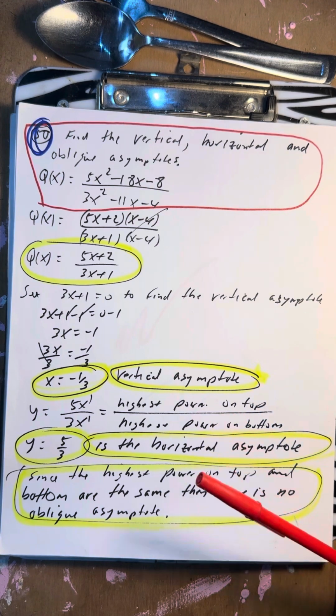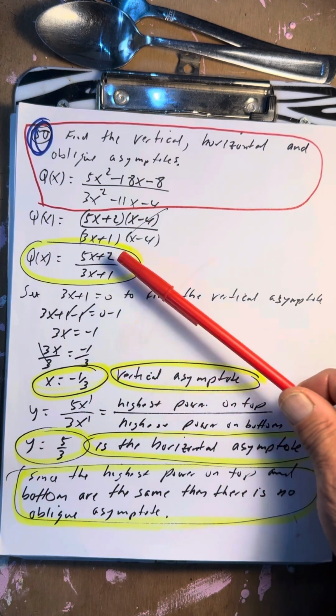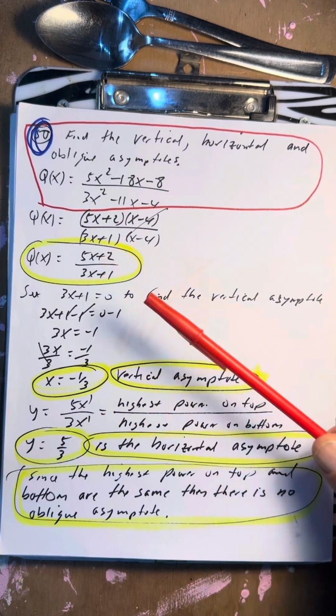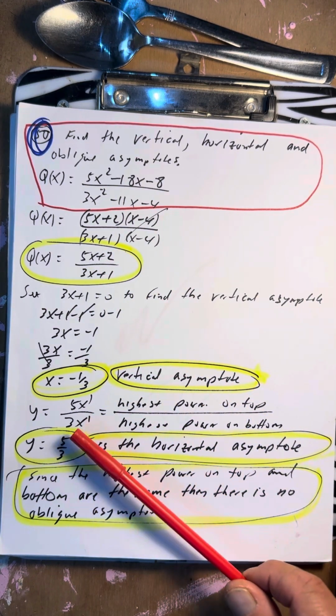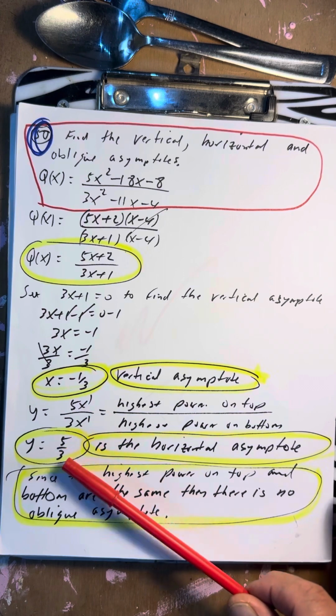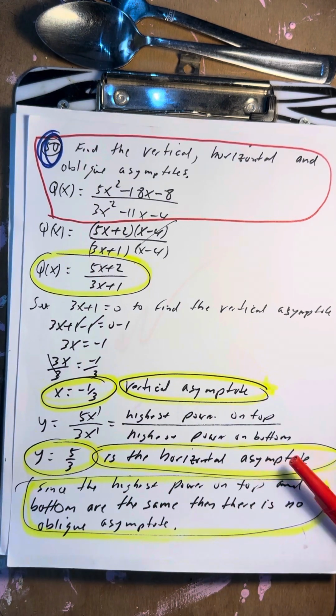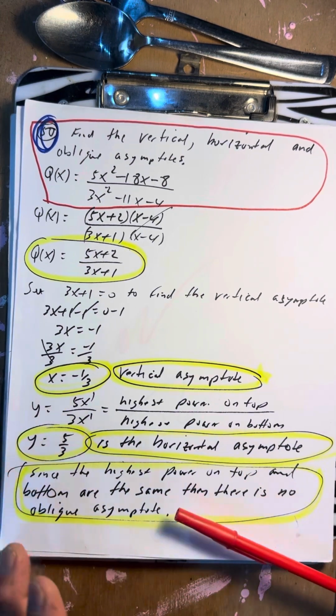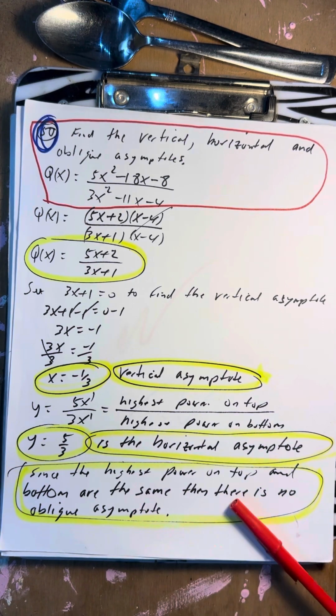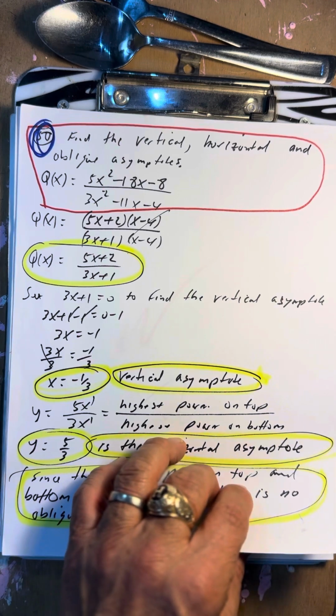The highest power on top and the highest power on the bottom is x to the 1, 5x to the 1 power, 3x to the 1 power right there. So we simplify this, it's 5 over 3. So y equals 5 over 3 is a horizontal asymptote. Again, since the highest power on top and the bottom are the same, there is no oblique. Got it? Okay, next one.